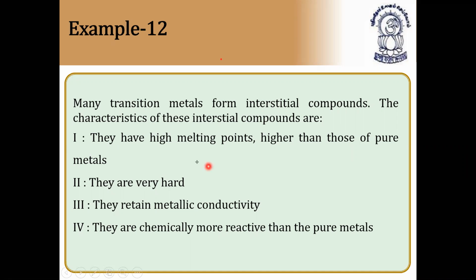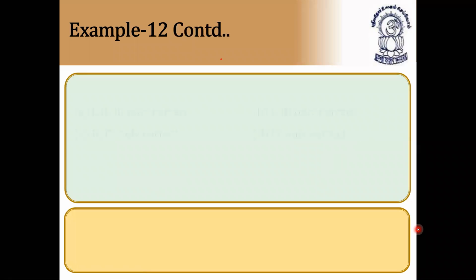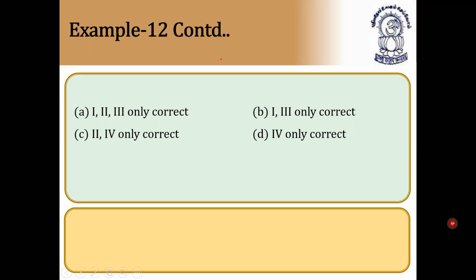First one, they have high melting points, higher than those of pure metals. They are very hard. They retain metallic conductivity, and they are chemically more reactive than pure metals. So let us see now the answers. Only 1 and 3 are correct. 1, 2, 4 are correct. Only 4 is correct. So let us check the answer now. So the answer is first option, 1, 2, 3 are correct.